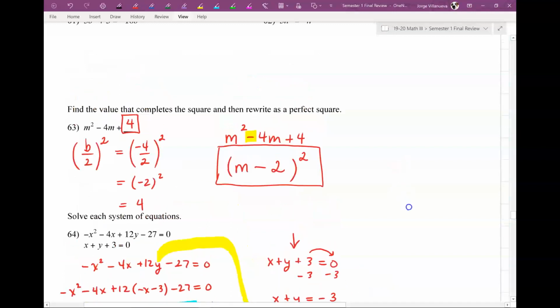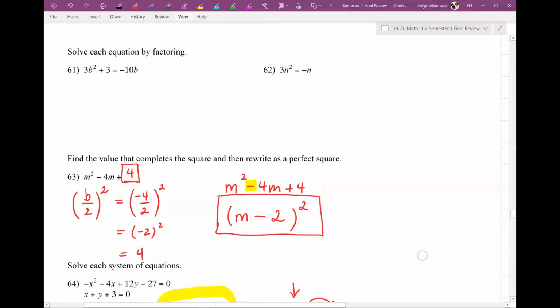62? All right, so solve each equation by factoring. In order to solve, you always have to set things equal to 0, right? So number 62, I'm going to add n to both sides so that it's equal to 0. So 3n squared plus n equals 0. Now, whenever you have two terms and you're trying to solve, you try to factor the greatest common factor first. So the letter n is going out. So that's 3n plus 1 equals 0. I factored out the letter n, so I'm left with 3n plus 1, and that's equal to 0.